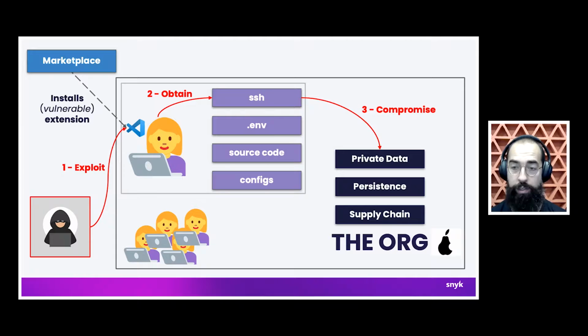And using this data, an attacker can compromise that entire organization. So they can reach private data, install some persistent malware or tools that can harvest all kinds of stuff. And in addition, there's an opportunity to carry out a supply chain attack. So basically infiltrate that organization products, infect them, and attack the users that are using them. So basically, this is like the full-blown potential of just one simple vulnerable Visual Studio Code extension.